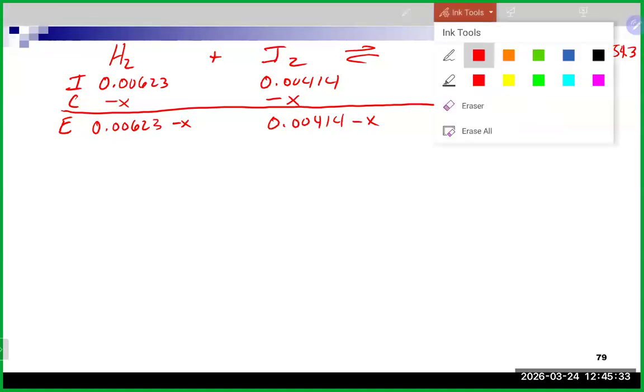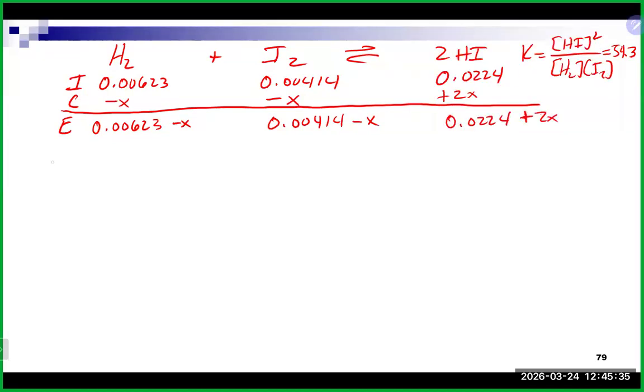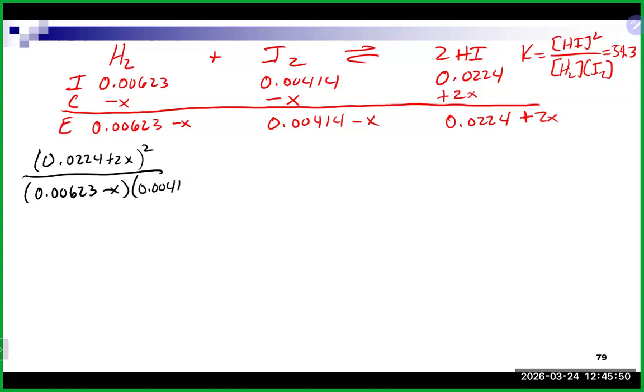This is going to go into our expression, and that is quite an expression: 0.0224 plus 2x, we're going to do a little squaring action, over 0.00623 minus x times 0.00414 minus x, and that's going to equal 54.3. This, unfortunately, is not a perfect square on both sides. This is a factor, FOIL, whatever you do with it these days.